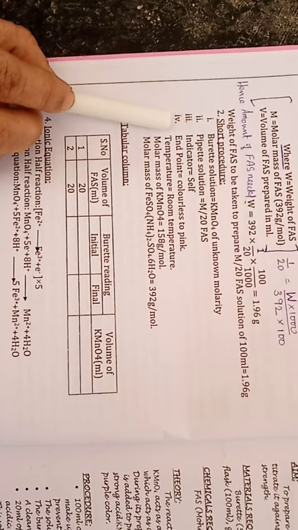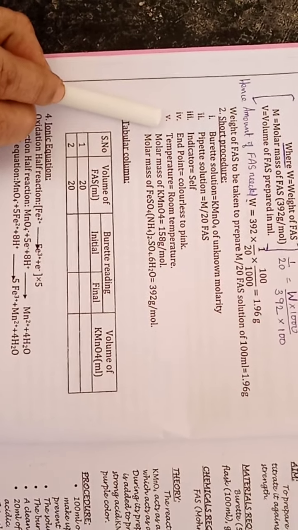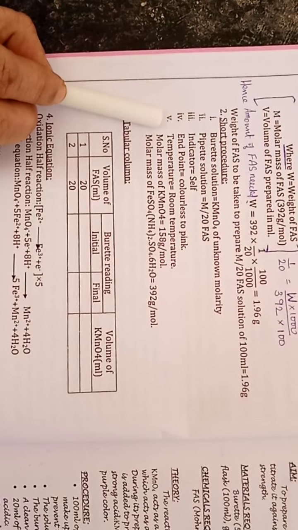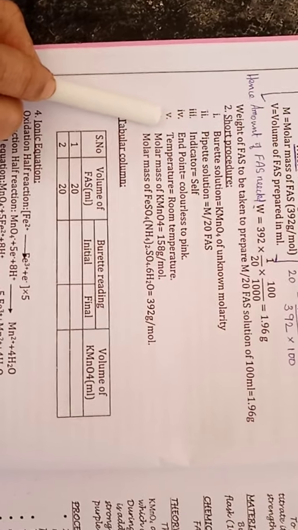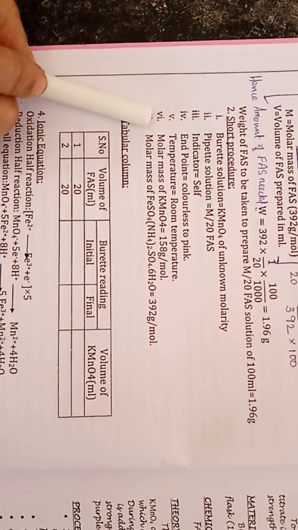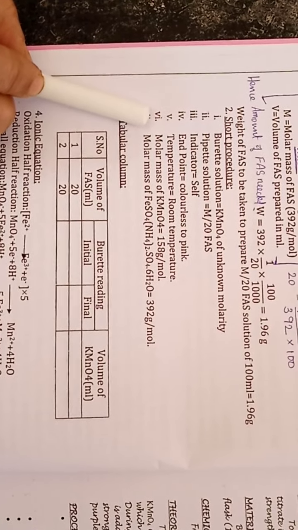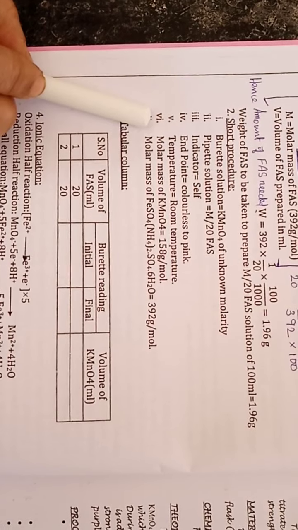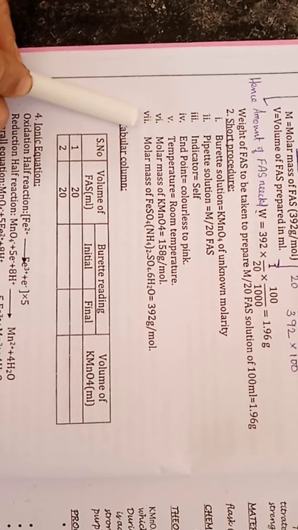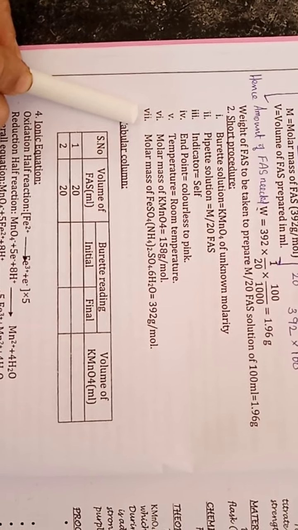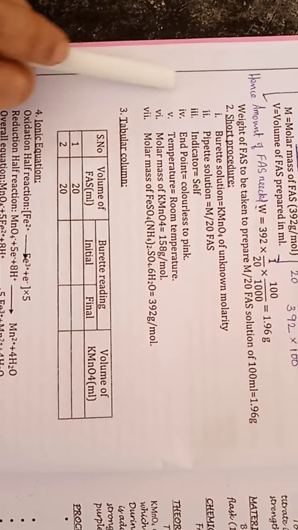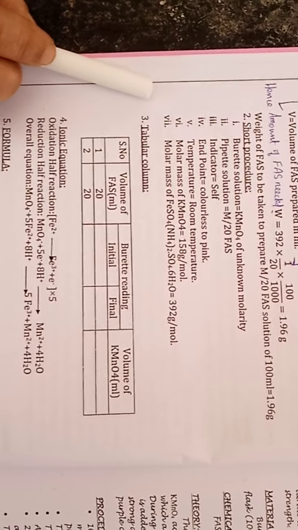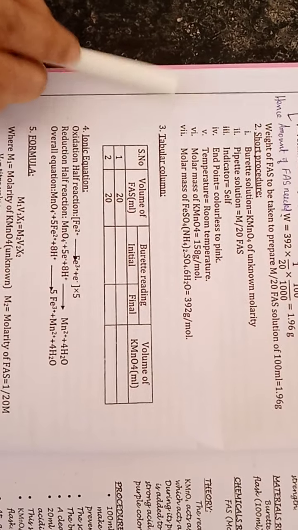of this redox reaction. Then temperature: this particular titration of FAS versus KMnO4 is going to be performed at room temperature. Then molar mass of the burette solution KMnO4 is 158 gram per mole, and molar mass of the pipette solution ferrous ammonium sulfate is 392 gram per mole. These are the 7 points to be included in the short procedure for this titration.